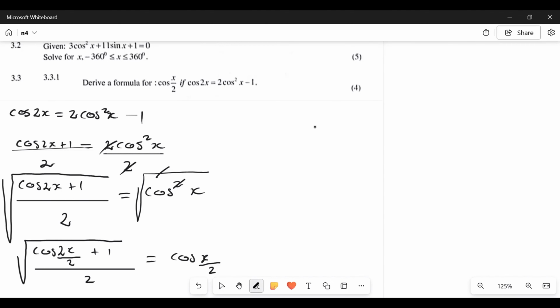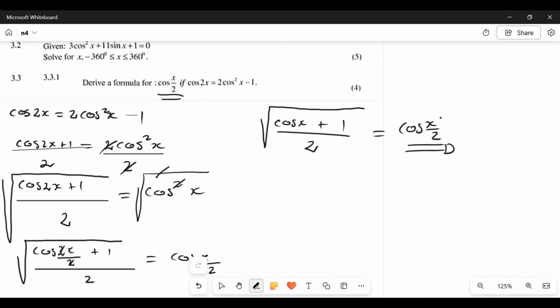So if you divide these angles, we're going to have the square root of cos x plus 1, all of this divided by 2. That 2 there, please don't forget. And then all this is going to be equal to cos x over 2. As you can see, this is what they were looking for. Please be careful. This 2 is only dividing the angle, which in this case is only x. So this is basically what they are looking for. They wanted us to derive this formula here. I hope you guys understood how to derive this formula.